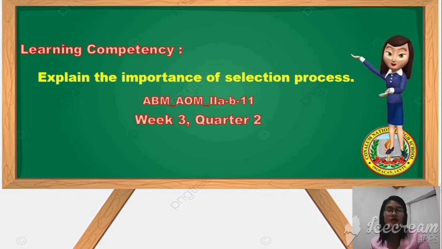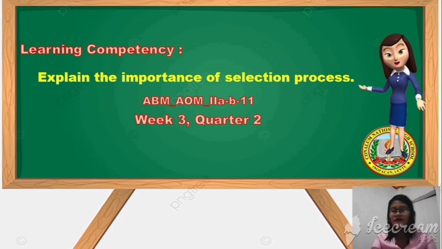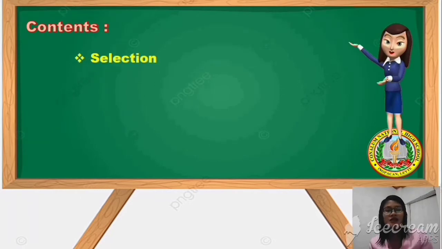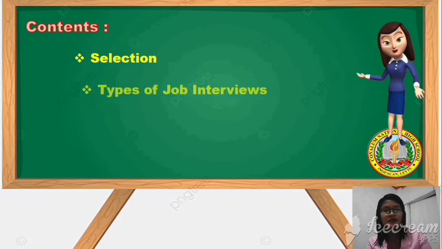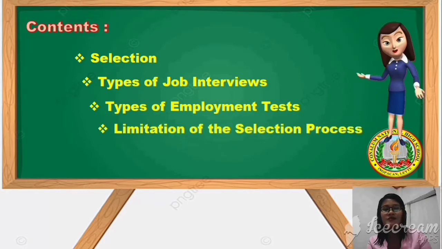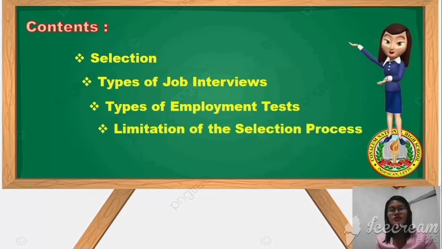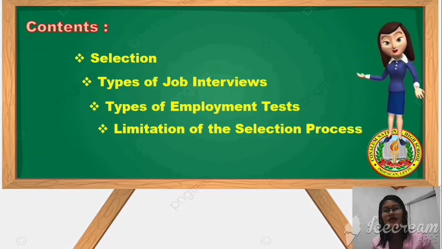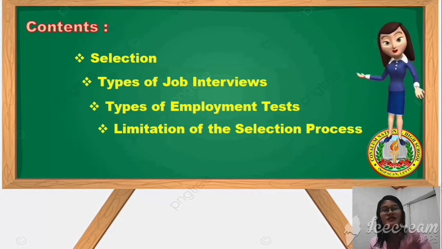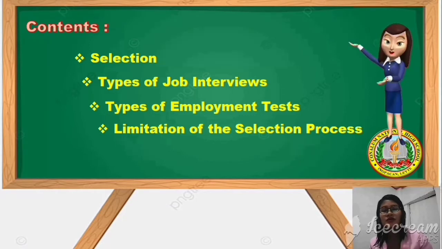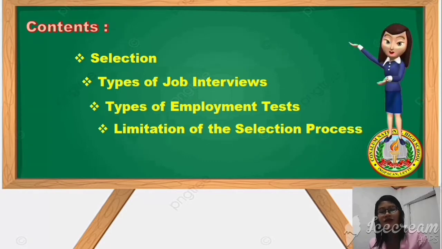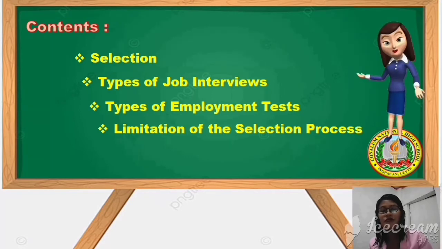From our learning objective or learning competency, our focus actually is on the contents. The contents of these discussions are selection, types of job interviews, types of employment tests, and limitations of the selection process. As I have told you, you must have your module or your learning activity sheets because the contents are there. All you have to do is try to read and scan the module or the LAS, for you to know that all of the contents are reflected in the module or LAS I gave to you before this video discussion.